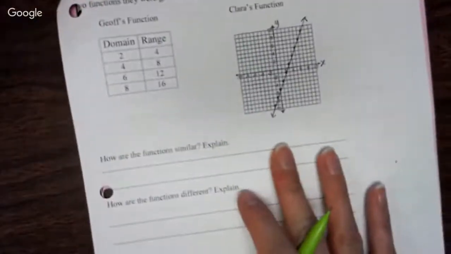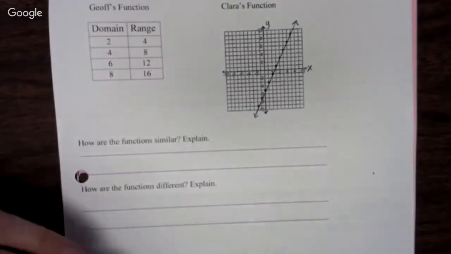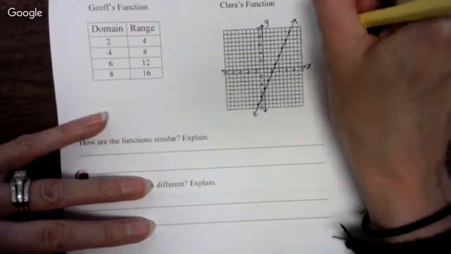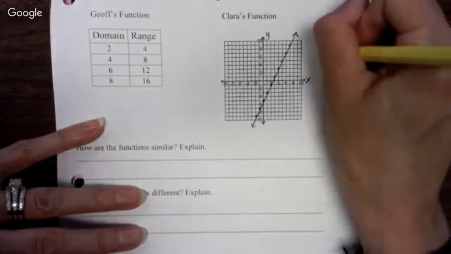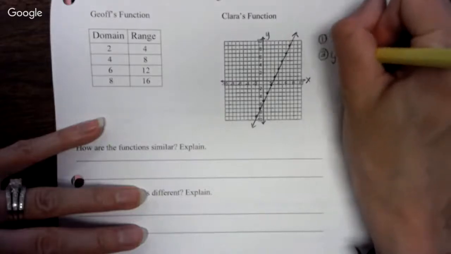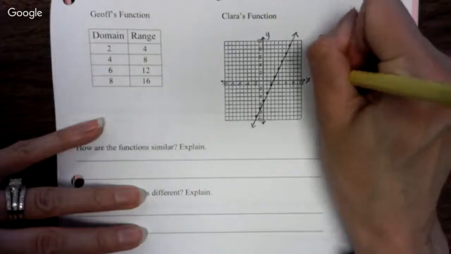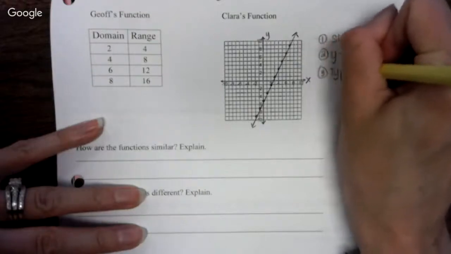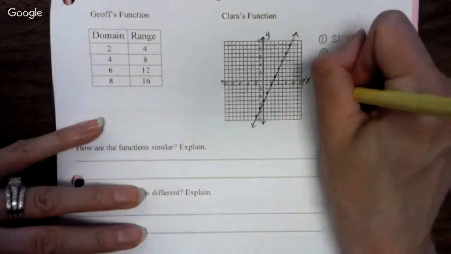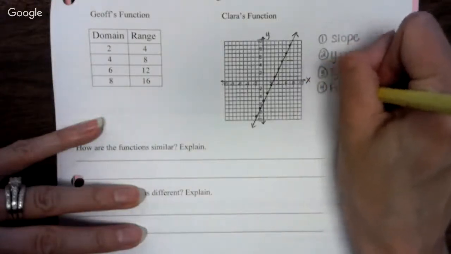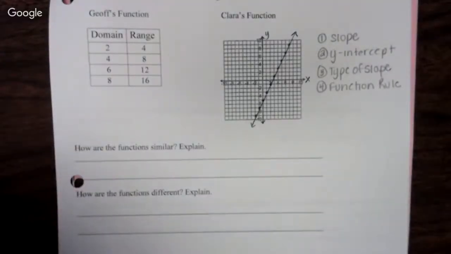All right, number 29. This one we're comparing two functions. Now, in class, we talked about when you're comparing two functions, there are 4 things that you're going to be looking for, and I want you to write these down. The first thing is that you have to look at the slope. You have to look at the y-intercept. You have to look at the type of slope. Is it positive? Is it negative? And number 4, you have to look at the function rule. That's what you're comparing when you're looking for similarities and differences.